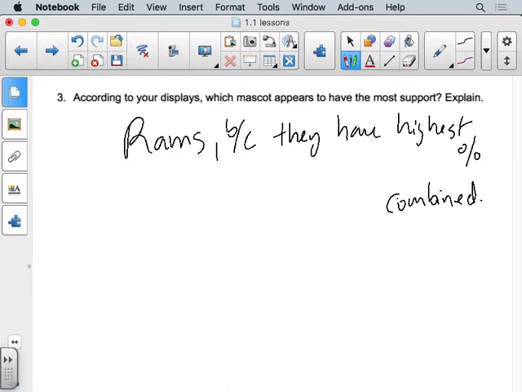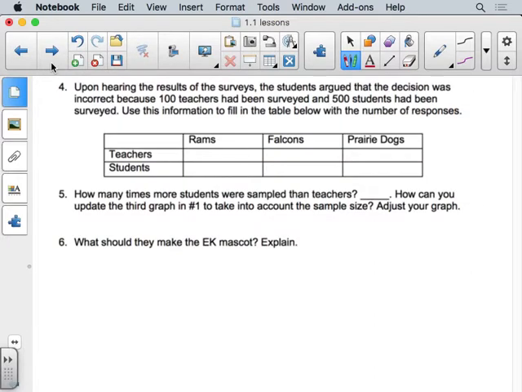Alright, so this whole lesson is about how sometimes segmented bar graphs aren't the best thing though. So, at this moment we think Rams are the best. Upon hearing the results of the surveys, the students argued the decision was incorrect because there's 100 teachers and there's 500 students being surveyed. So there's not an equal amount, right? So it's not like 100 and 100. There's way more students than teachers.